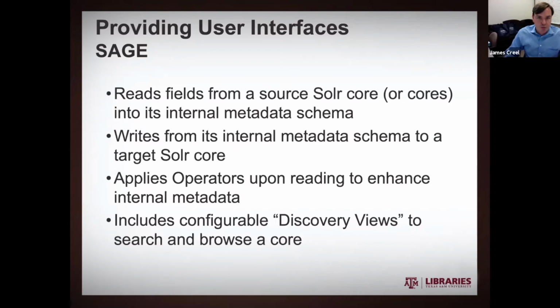So the way Sage works is it will read in Solr documents and their fields from a designated Solr core or cores, and then read that all into its internal metadata schema, and then maybe operate upon the data a little bit, and write metadata from its internal schema to a target Solr core. And on top of that, we have a way you can, once you have a core, configure a view of that core with the facets and searching. I'll get into that when I show our content a little bit later.